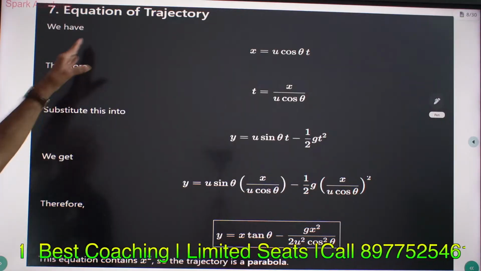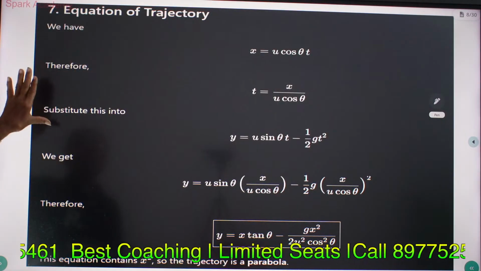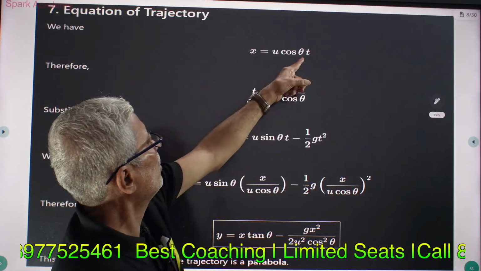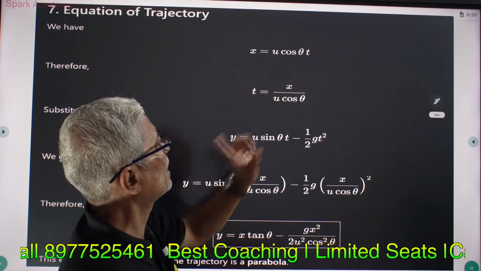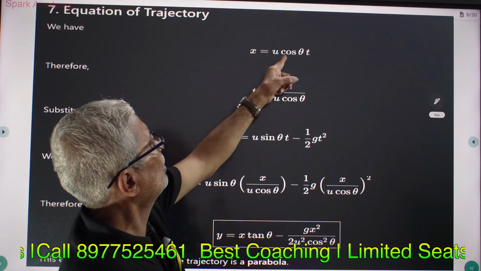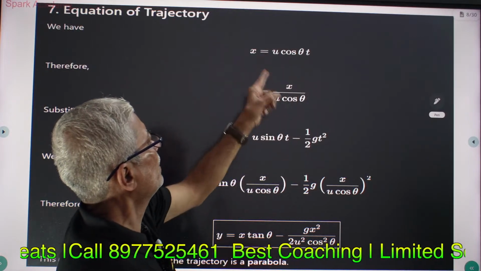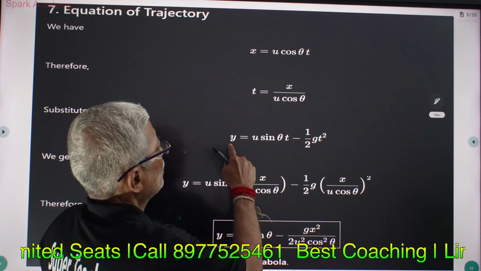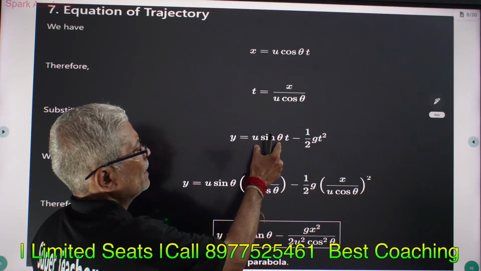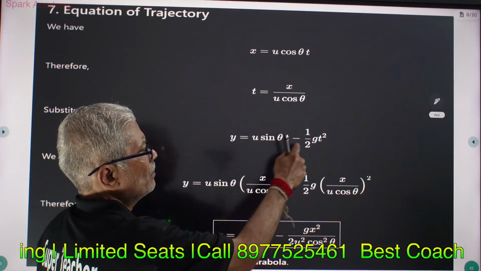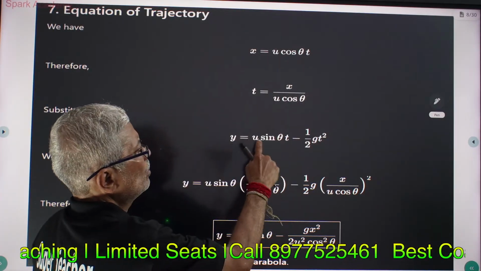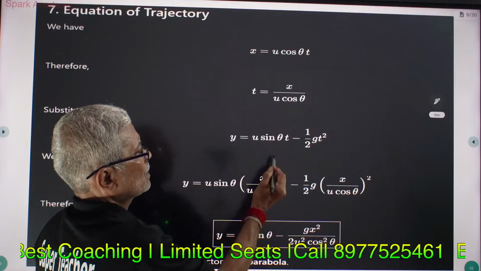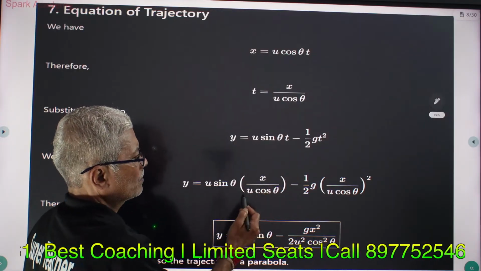So now the equation of trajectory. See, if you have x is equal to u cos theta into t, so t will be equal to x by u cos theta. Okay, so now what is y? y is equal to ut minus half gt square, no? So it will be u sin theta into t minus half gt square. t is equal to x by u cos theta, so in place of t you put x by u cos theta.